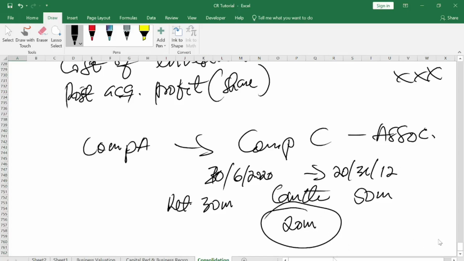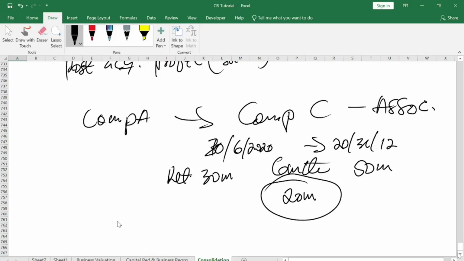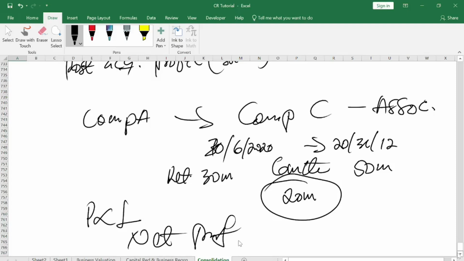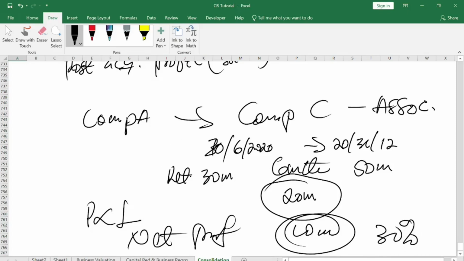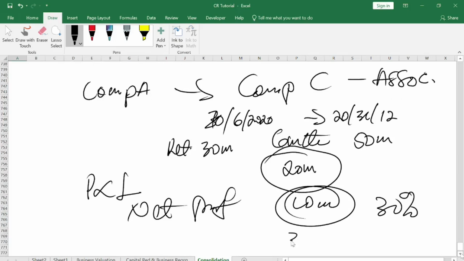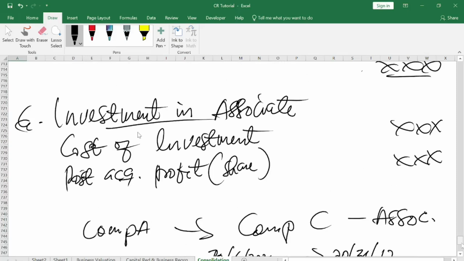Sometimes you may see it in additional information, or they will give you a profit and loss account, the net profit that has accrued. Then they will share this number according to their percentage. Maybe company A has 30%. So if they have 30%, then 10 million multiplied by 30% is the post-acquisition profit. Then you bring it here. That's what I'm talking about.